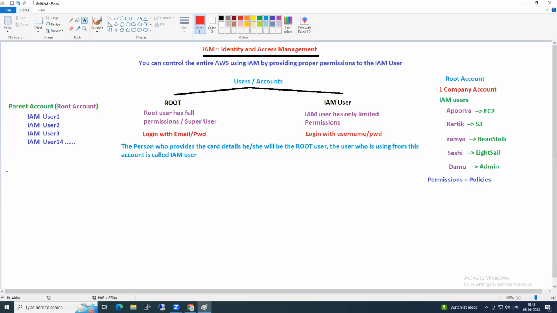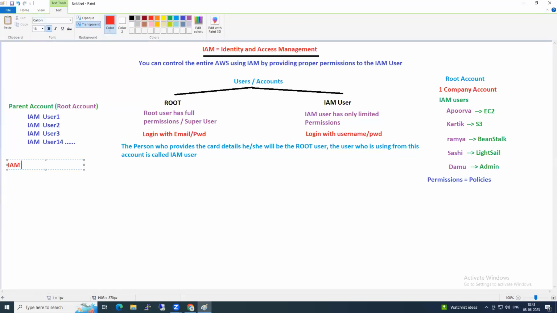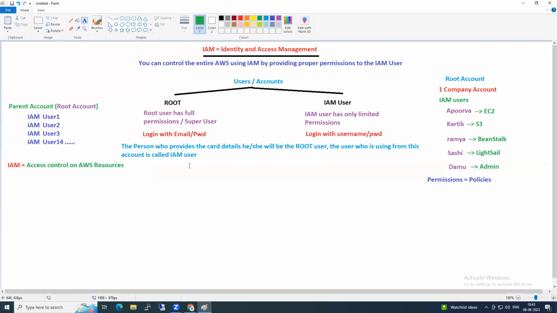So can I say, all in all, IAM is an access control on AWS resources? What is IAM? IAM is an access control for your AWS resources. Yes. Okay. Now, one question for you here. You need to answer it correctly, guys.